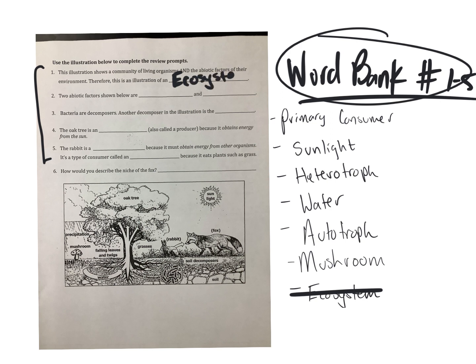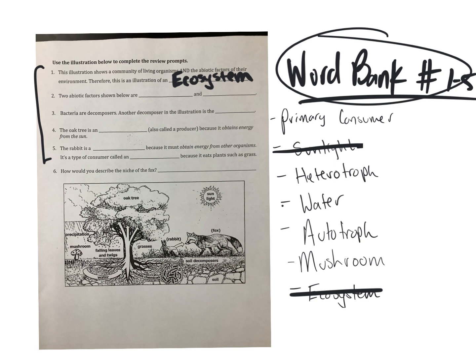Ecosystem. The only other vocab term we've talked about so far that has to do with living and non-living organisms would be a habitat. And habitat is usually referred to when we're talking about a single organism's environment. But in this case, we're talking about all of the living and non-living organisms and factors.